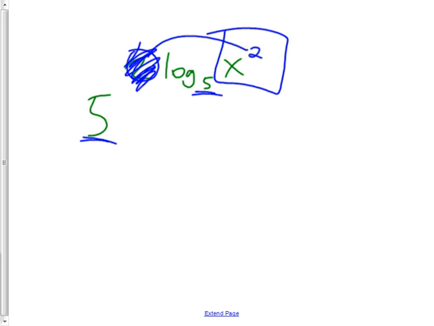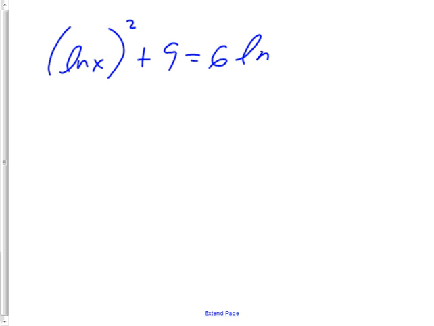On to number 3. Problem 3 is right here. I did a practice for you like this. It has ln x squared on the inside, plus 9 equals 6 ln x. It'd be a lot easier if this was just a u right here and a u right here. So we let ln x equal u. I'm going to save time and not write that. u squared plus 9 equals 6u. Raise your hand if your group got that. Okay, good. Then from there, I bet you were able to solve it all the way down.